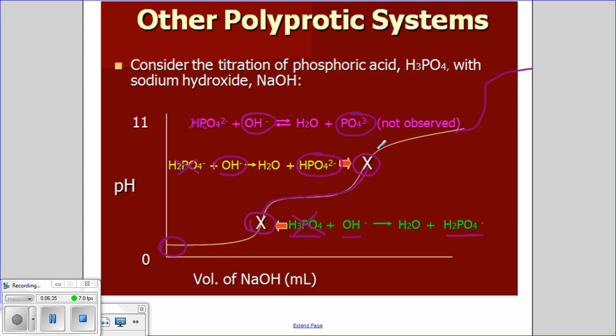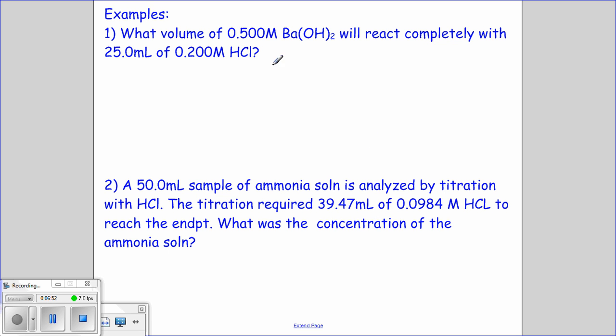This is neat because you get to see the progression, and I might even ask you to draw the species present at the first equivalence point, the second equivalence point, and the third equivalence point, which is me right here. If you could do that, you're awesome, but you might need to practice. All right, so let's do some math.